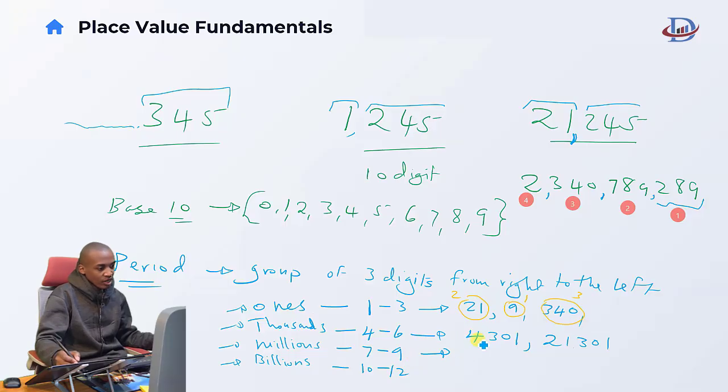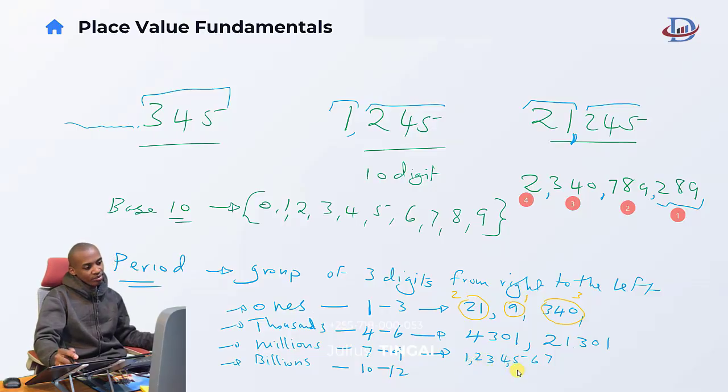Can you give me an example of a number with 7 to 9 digits? Just try to write it down. Okay, let's check out here. I can give you a very simple example: 1, 2, 3, 4, 5, 6, 7. This number has 7 digits. You can count it, 1, 2, 3, comma, 1, 2, 3, comma. So this number has 7 digits and it belongs to the millions.